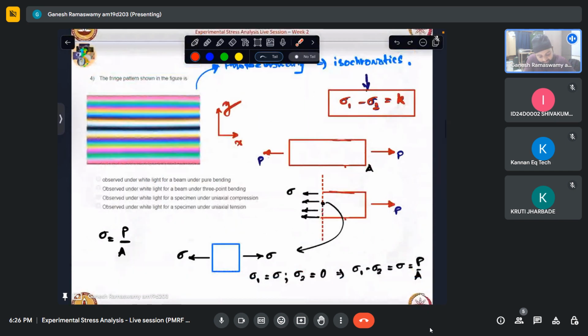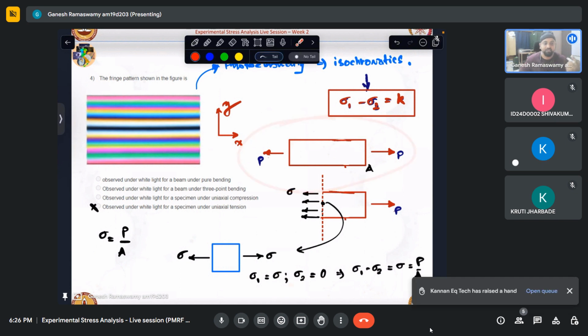So what does that imply? At every point, if sigma 1 minus sigma 2 is equal to constant, from my concept of isochromatics, I should be able to see only a single color throughout. So essentially, it will be only black or only pink or only blue or something like that. But here we are able to see a variation in the colors across this distance. While there is no variation in this direction, there is a variation in this direction. So we'll see why that is. So essentially what that implies is it cannot be uniaxial tension from inference. We can deduce that it is not uniaxial tension. If the same case I were to consider, but just reverse the force.